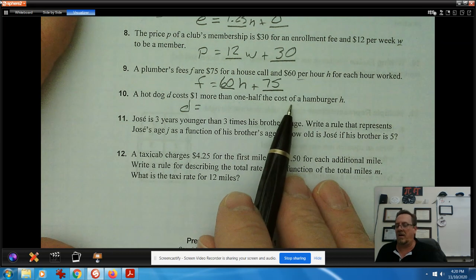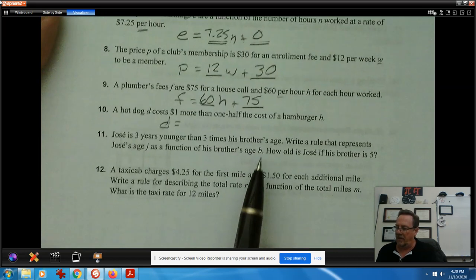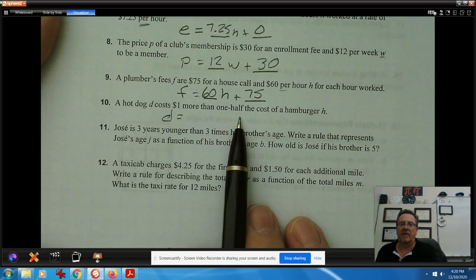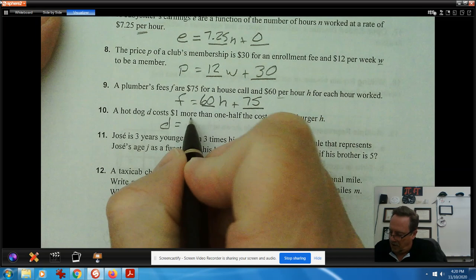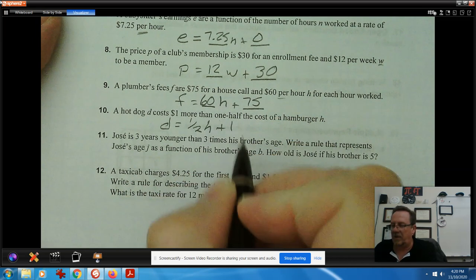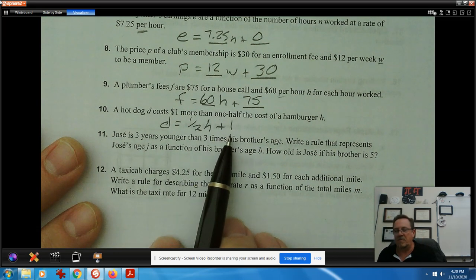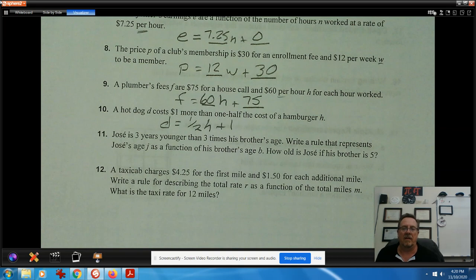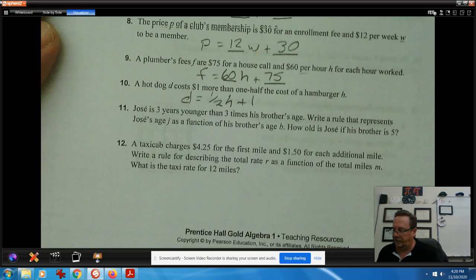The keyword of, as we said before, means we're going to multiply. So down here, 1/2 is being multiplied times the variable H. 1/2 H, but it's $1 more than that. So I say plus 1. It still fits y equals mx plus b, right? It's still a linear function, but I might have to use some of the skills we had before, okay?